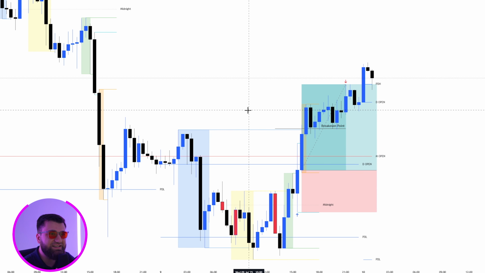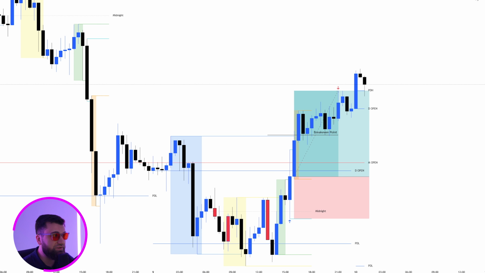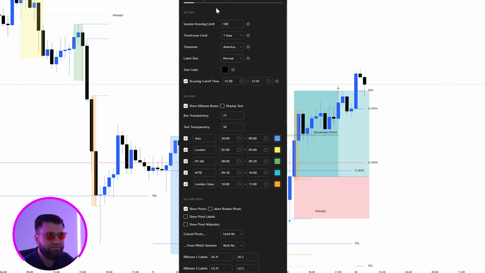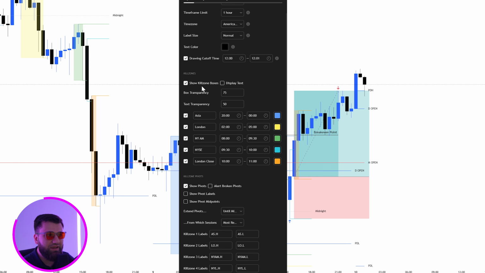So now, as promised guys, I will show you how to access the indicator. So first of all, let me show you the settings first. So these are my settings for the ICT kill zones and pivots indicator. If you copy these settings, you will have the exact same chart as me. So I have it 1 hour limit, and then I have the boxes. I have Asia, London session, NY AM, NYC, London close. These are the times. You can just copy them.